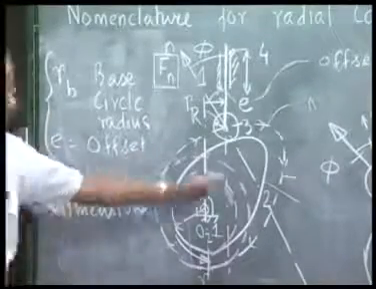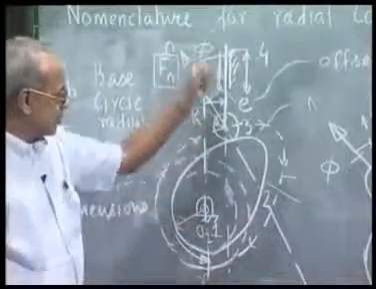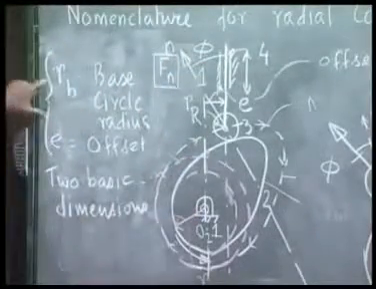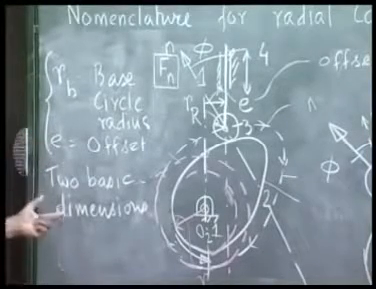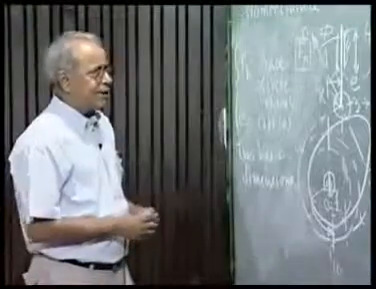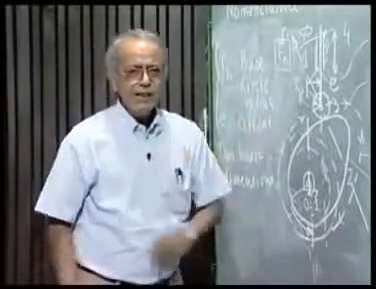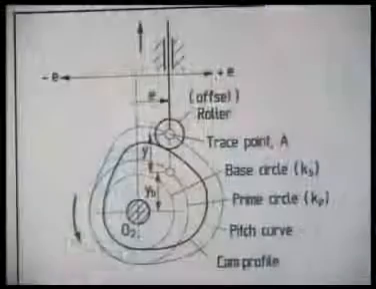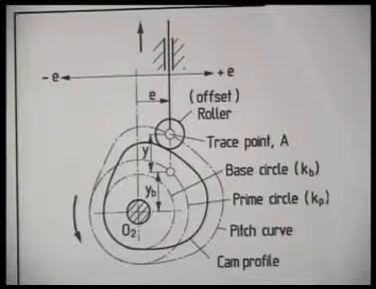RB defines the cam size and E gives the relative position between the follower and the camshaft. These are the two basic dimensions which we have to first determine before we can go for designing the cam. At this stage, let me discuss a little bit what is the effect of this offset in the flat face follower case. Before getting into the flat face follower case, let me recapitulate whatever we have discussed so far with reference to a roller follower.